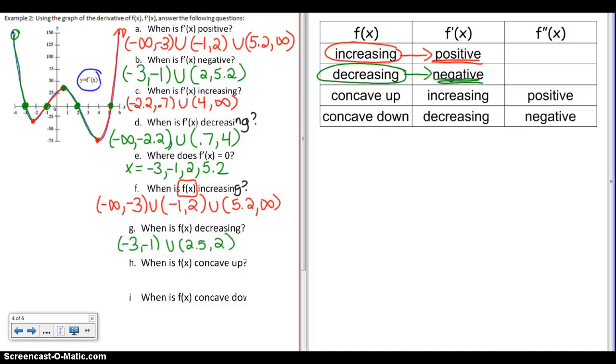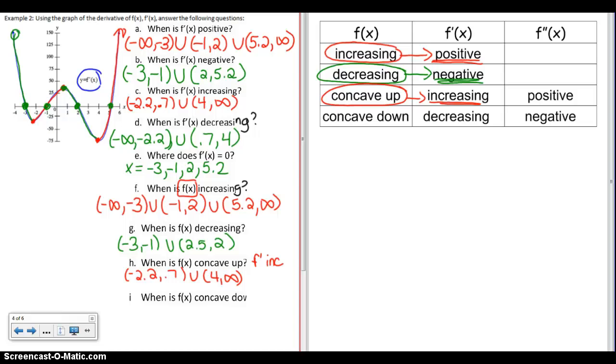Okay, part H says, when is the function concave up? And so if you look at concave up, we are looking at where is the first derivative increasing. So that would actually take us back. So we want to know where's the first derivative increasing. So we look up, we answered that in part C. So that was negative 2.2 to 0.7 and 4 to infinity.